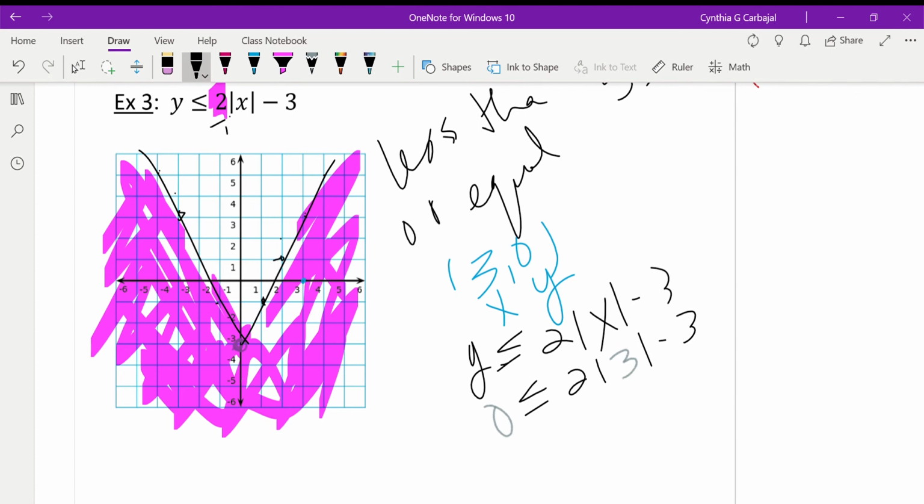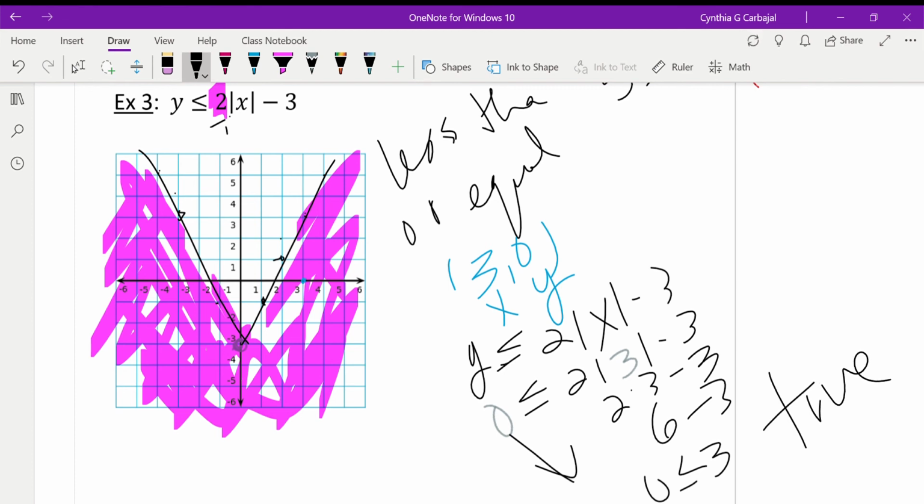The absolute value of 3 is 3. And then we have 2 times 3, which will be 6. And then subtract the 3, so 3. And then we bring down the 0 on the inequality side. Is 0 less than or equal to 3? Yes, it is. So this is a true statement. So then we shade it the correct way.